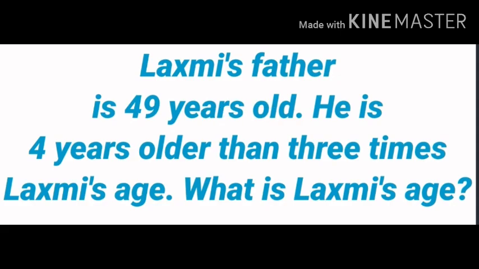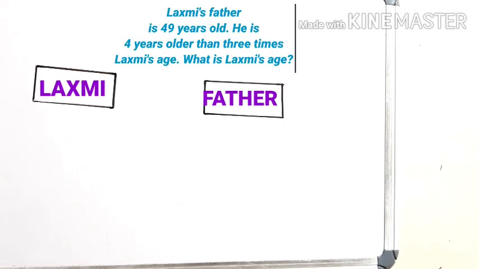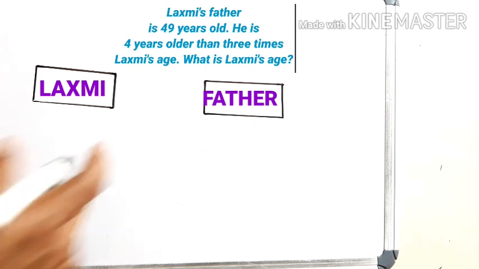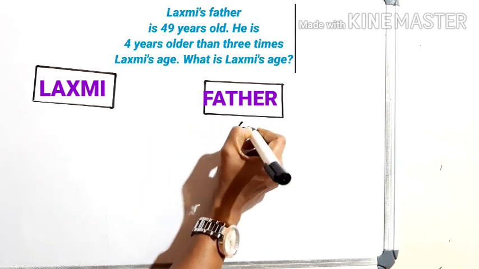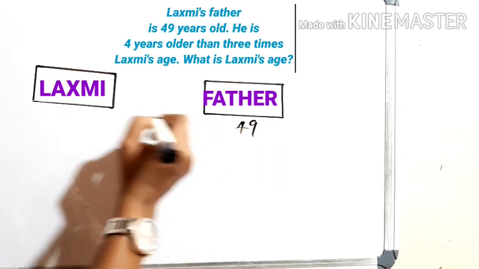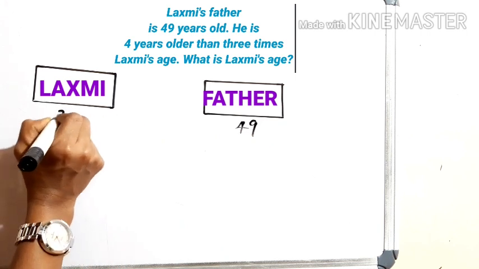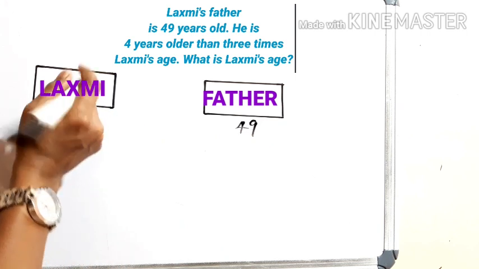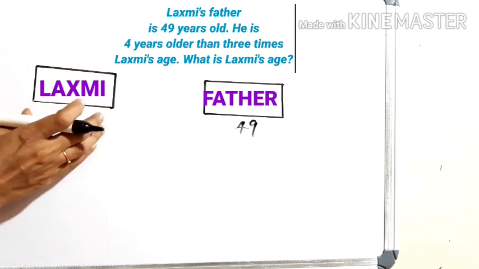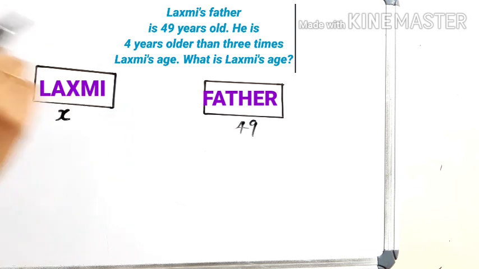Lakshmi's father is 49 years old. He is 4 years older than 3 times Lakshmi's age. What is Lakshmi's age? Here we have Lakshmi and her father. Father's age is already given, 49. Lakshmi's age here is unknown. Let it be x. We have to find Lakshmi's age from this question.